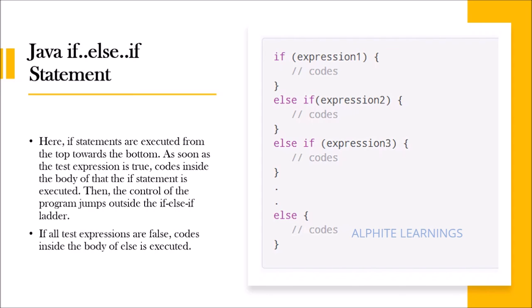So based on the percentage, the students will be given different grades, right? So for example, if the percentage is greater than 90, the candidate gets A grade or A plus, whatever. So next is else if the percentage falls between 85 and 90, then the student goes into B grade.